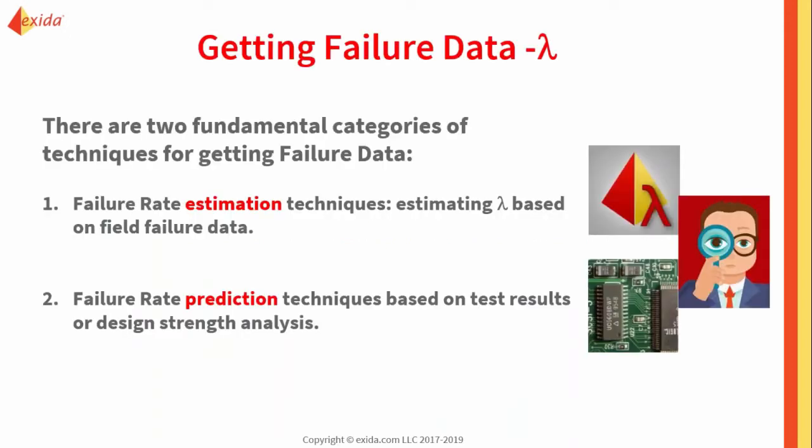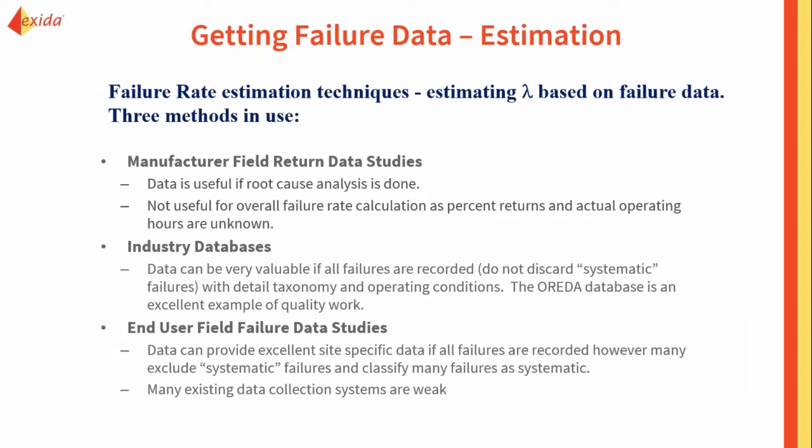Well, in functional safety engineering, there are 2 fundamental ways to get your failure rates. You can estimate them or you can predict them. The estimation technique is based on looking at field failure data and historical data, whereas predictive techniques will be based either on test results or design stress-strength analysis. And we're going to look at different ways in both the estimation and predictive techniques to get your failure rates.